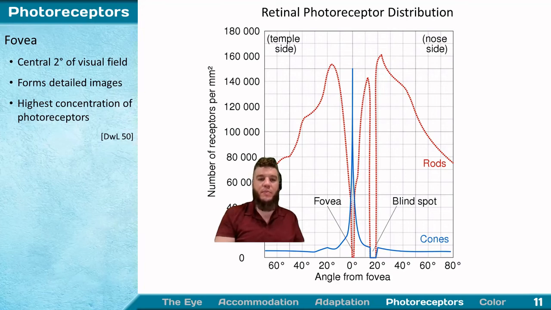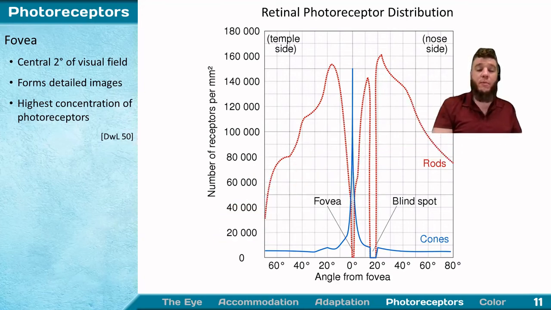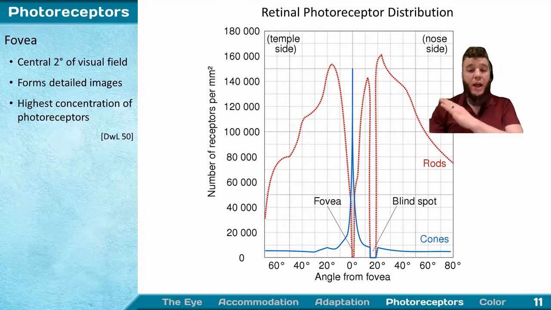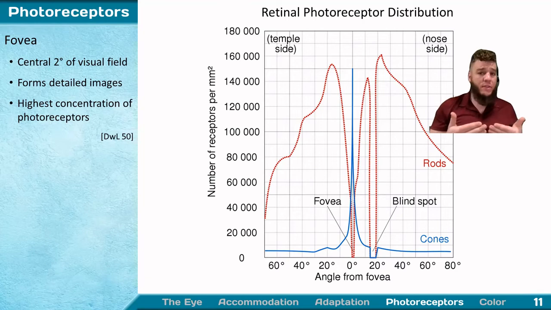Now, moving away from the fovea, you can see here that the rods are actually much more concentrated throughout the rest of the retina, or in your peripheral vision. Rods are much more responsive to much lower light stimuli, and they're very sensitive to movement.